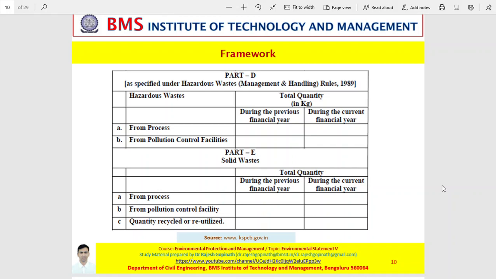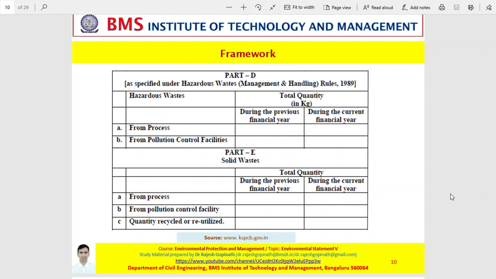Moving on, part E speaks about solid waste which has been generated for the previous financial year and the current financial year. Again here, the solid waste is categorized in three domains, that is from the actual process, further from the pollution control facility when treatment takes place, and thirdly, the quantum which has been recycled or reutilized.